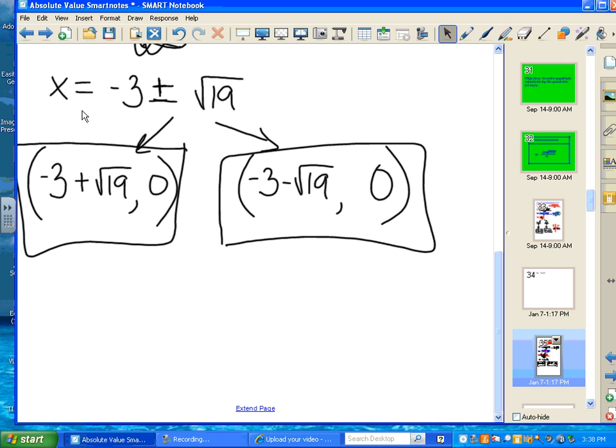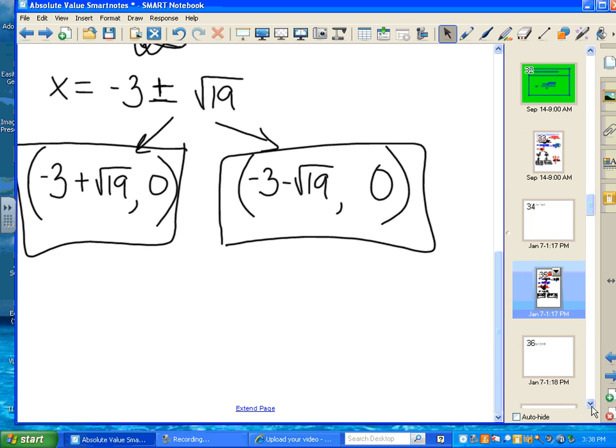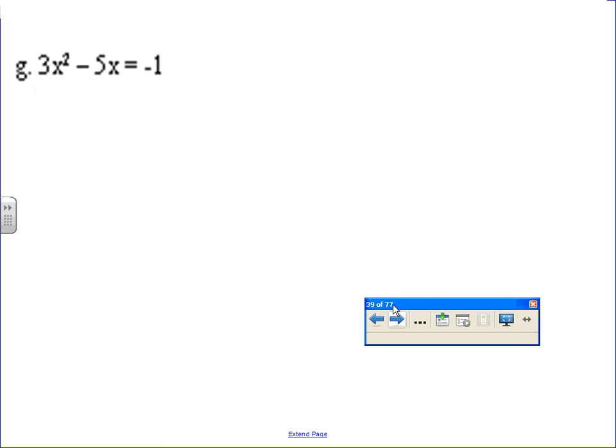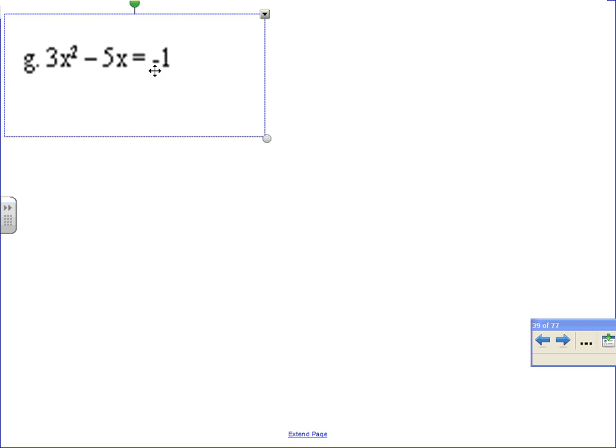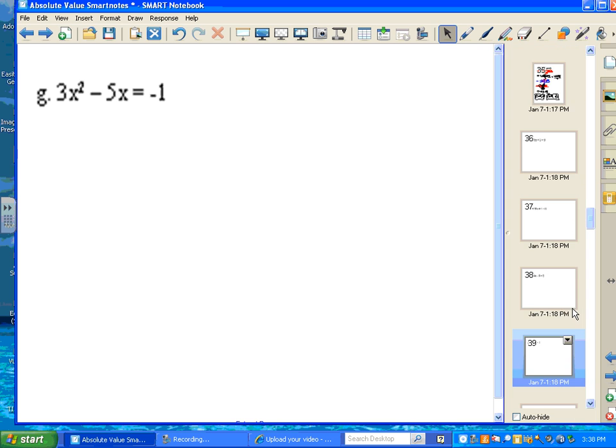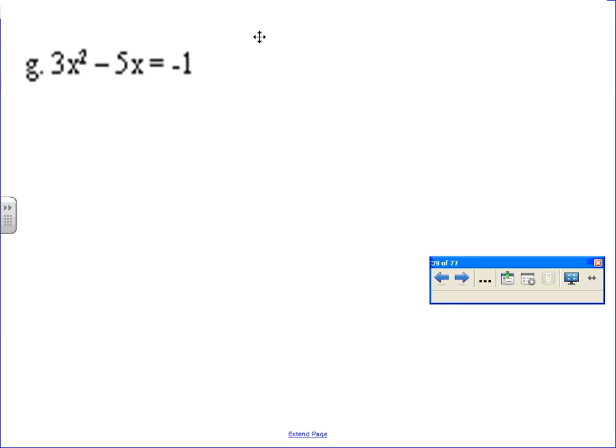Okay, so on that back page, once you flip over, if you guys were in class with me right now, I would ask you, what's different about letter G than the other problems that we just did? I hope you're saying that this one is equal to negative 1. Since it's equal to negative 1, you need to move that to the other side. So first thing we would do is take this plus 1, I should say, we need to move that negative to the other side. So your quadratic function will be 3x squared minus 5x plus 1 equals 0.